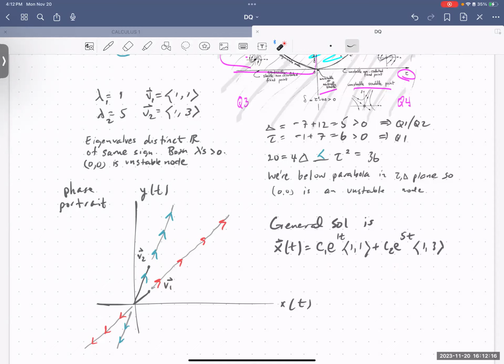Which term pulls particles away from equilibrium at a greater strength? I believe it's this one. So as particles move away from the origin, I believe.